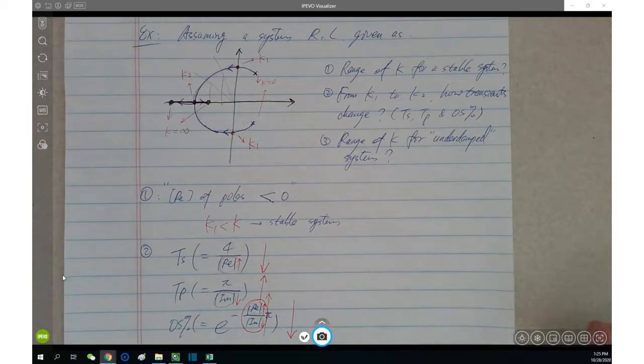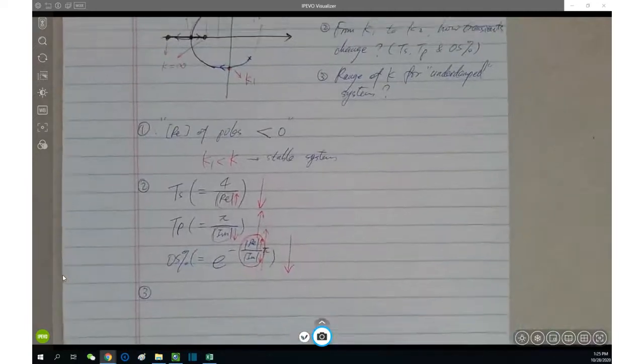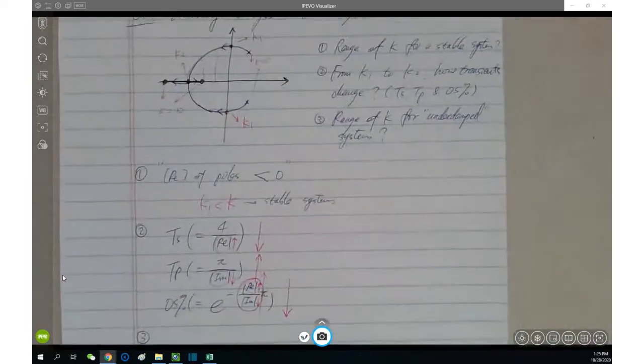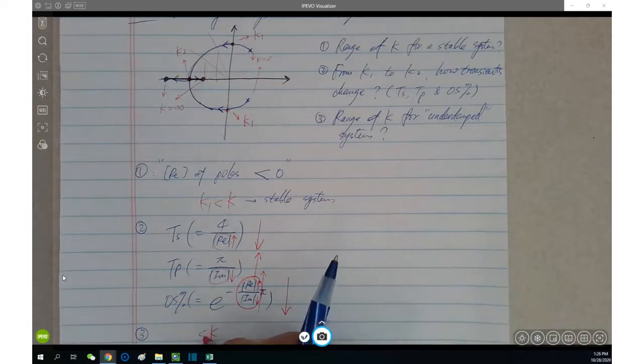All right, this is the answer for question 2, and question 3 is the range of K for an underdamped system. Any idea? Any thought? First of all, Kevin's answer, K is between K1 and K2. Yeah, this is the correct answer. Kevin got the correct answer already.